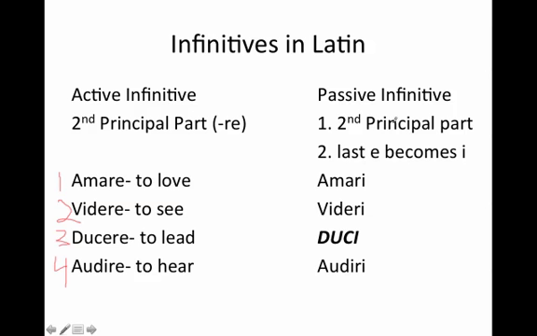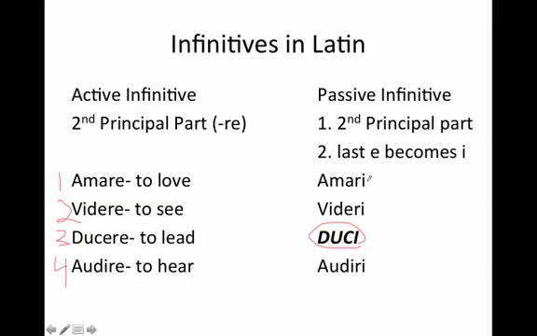The passive infinitive is very similar. All you're doing is you take that second principal part, and then you're going to change the e to an i for the first, second, and fourth conjugation. So notice amare becomes amari. Videre becomes videri. Audire becomes audiri. The one form that's somewhat different is the third conjugation verb, where ducere becomes duci. So it drops off all the -ere and just becomes i instead.